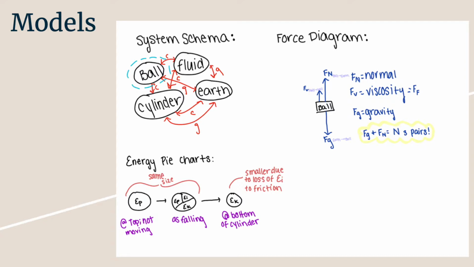Our force body diagram has a normal force of the ball on Earth pointing up, and that is the N3 pair of the force of gravity of Earth on the ball going down. And also there is a viscous force, or a resistive force, from the fluid on the ball that is pointing upward.